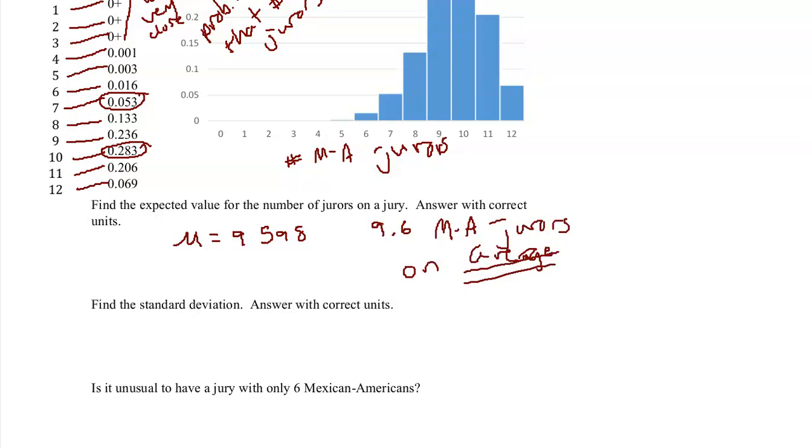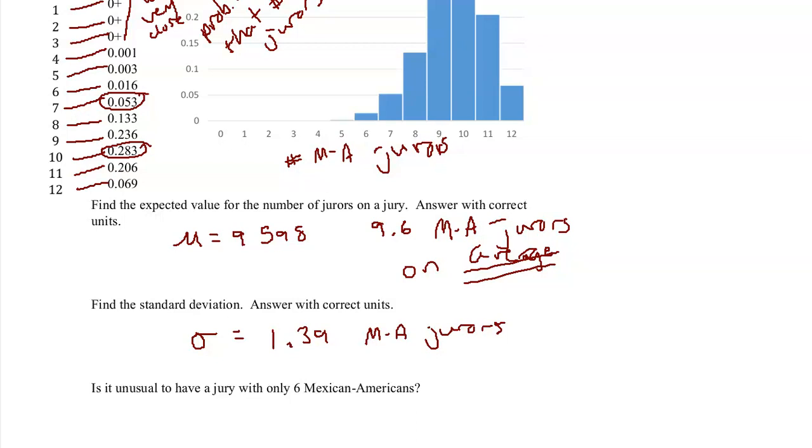Standard deviation, again, use your calculator. That's going to be about 1.39. And again, our units, Mexican American jurors. That tells you how spread out that data is. Not all that spread out, actually. It tells you how spread out we expect that data to be, assuming that juries are picked fairly and the population is 80% Mexican American.